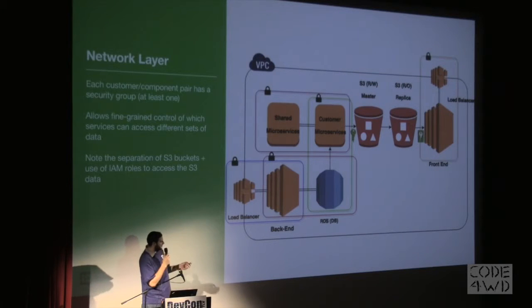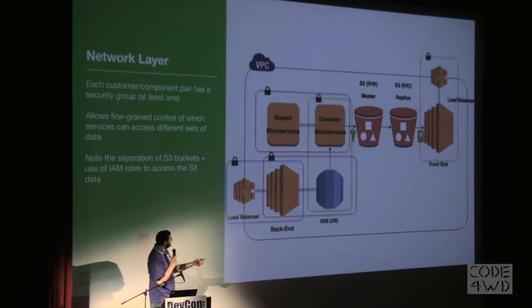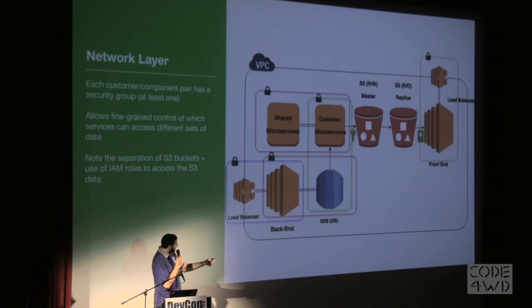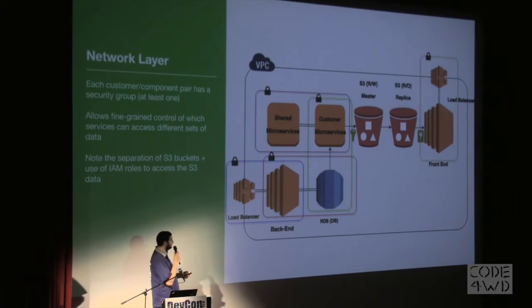Each customer and component pair will have at least one security group, and that helps to separate the different rules of how components talk together, what they're allowed to talk to and what they're not allowed to talk to. Something else to note here is that where there was one bucket earlier, we separated it into two buckets. So now we have one read-write bucket that the data backends, the microservices that are part of that data pipeline that I spoke of earlier, can write to. And the front ends can only read from.